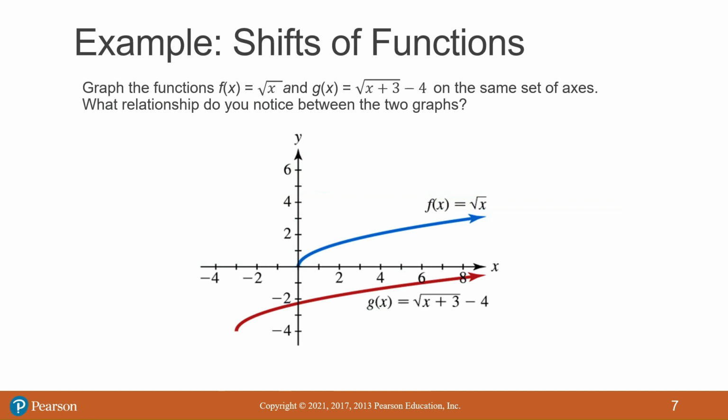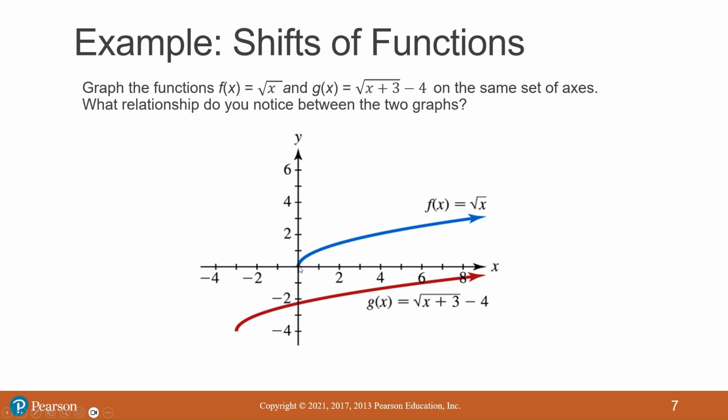So it says graph the functions f of x equals the square root of x and g of x equals the square root of x plus 3, and then minus 4, on the same set of axes. What relationship do you notice between the two graphs? Well, the blue graph here is your original graph. The red graph is your new graph. Now, the outside should be a shift up and down. The inside should be a shift to the left or right.